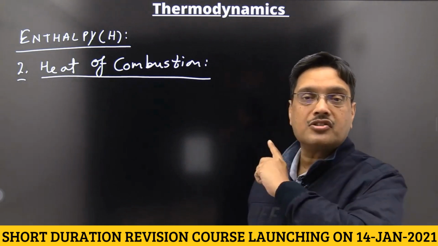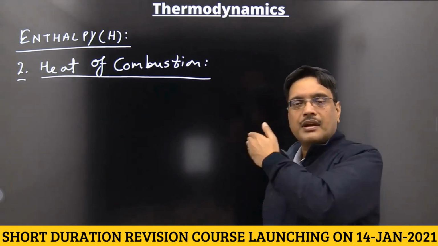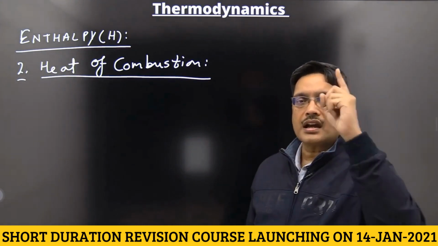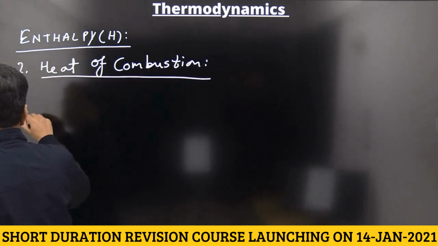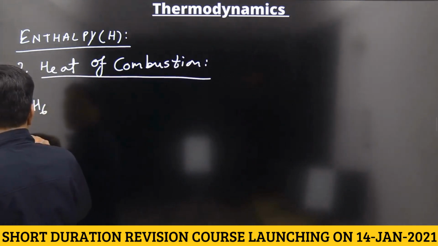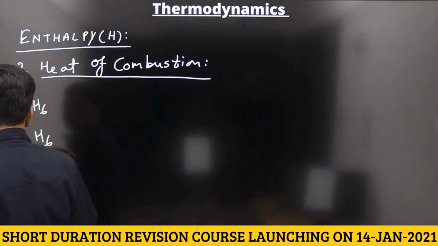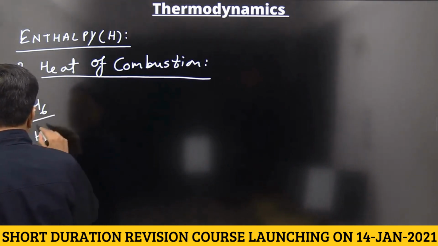1 mole cannot be changed. If it is 2 mole, then divide the whole equation by 2 and convert it into 1 mole. See here, if we want to write down the combustion equation of ethane, benzene, ethanol, write down the combustion equation of all the three.